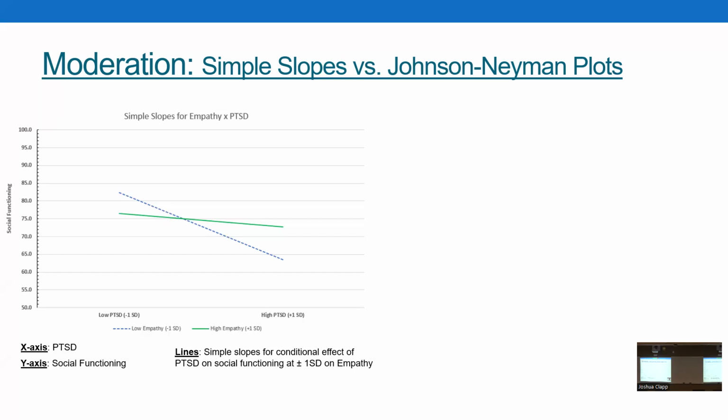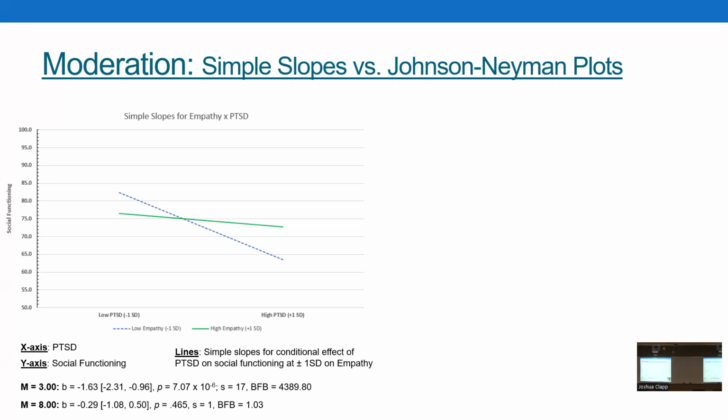Yeah, Lucy. I guess I was trying to figure out, with the Johnson-Neyman, I thought we wanted to move away from doing one standard deviation. This isn't Johnson-Neyman. This is just simple slopes. Oh, okay, like this is just the regular. Okay, sorry.